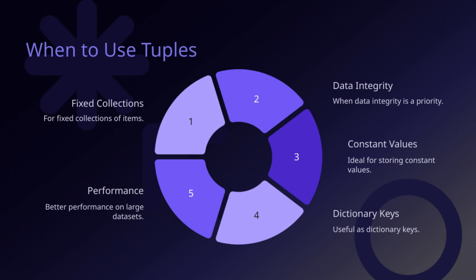Additionally, tuples offer better performance on large datasets, making them efficient for handling extensive collections of data. They're also great for fixed collections of items, where the set of data is known and won't need to change. So, in summary, if you need a collection of items that are constant, secure, and perform well with large volumes of data, tuples are definitely the way to go. They really align with the overall theme of writing efficient, reliable code.